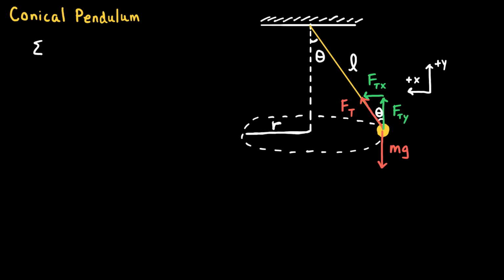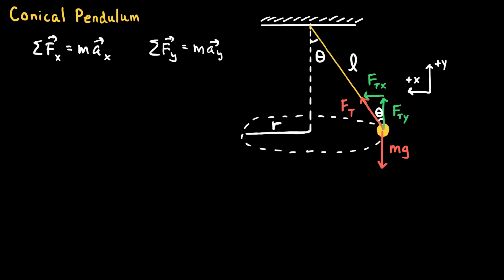So I'm going to be writing a Newton's second law equation for the x direction and a Newton's second law equation for the y direction. And in each case, the net force in that direction will be equal to the mass times the acceleration in that direction. Now, of course, we know in the vertical direction, the acceleration would be 0 because it's not accelerating up and down. In fact, it's not even moving up or down. It's moving in a horizontal circle.